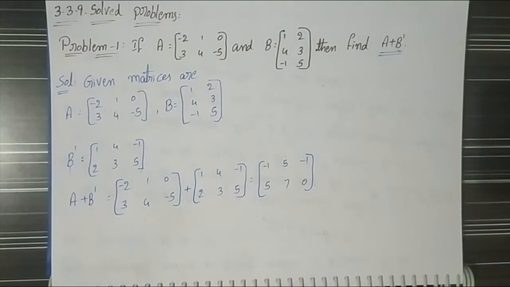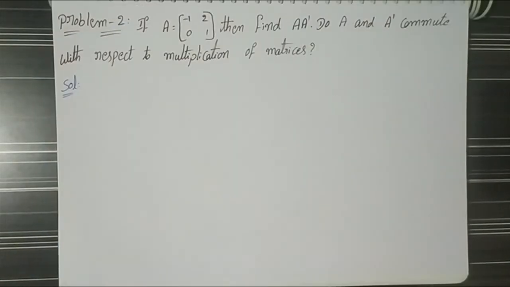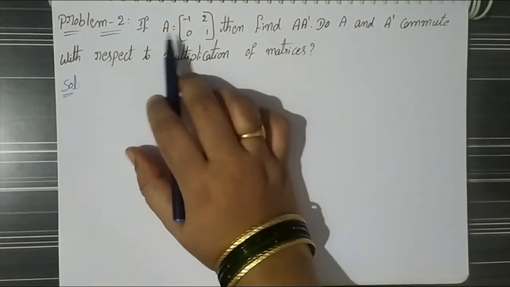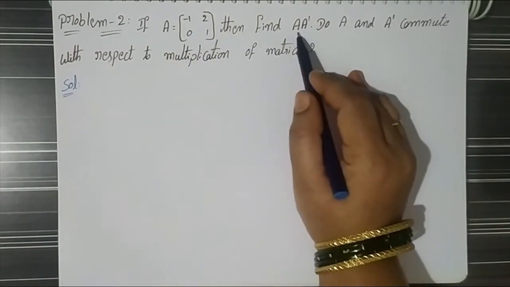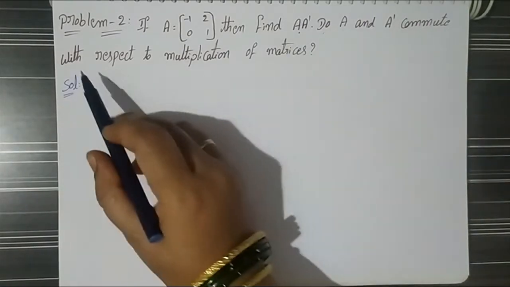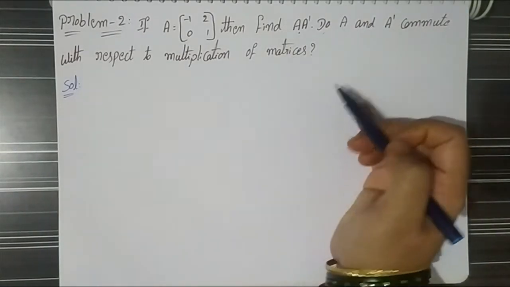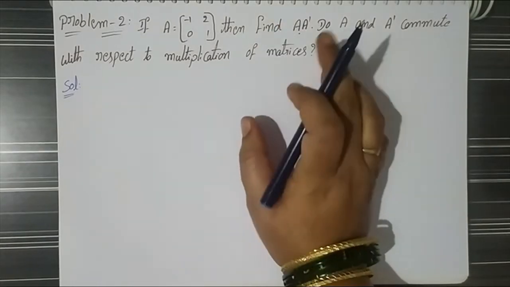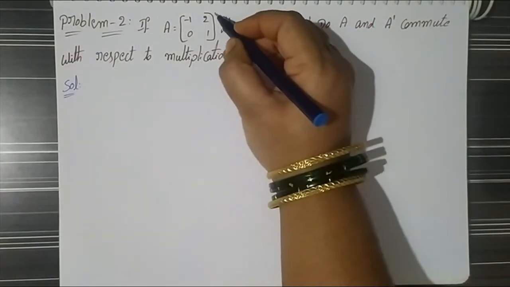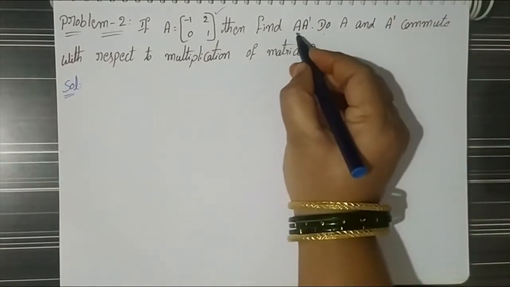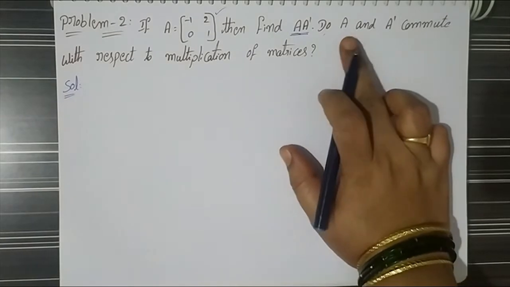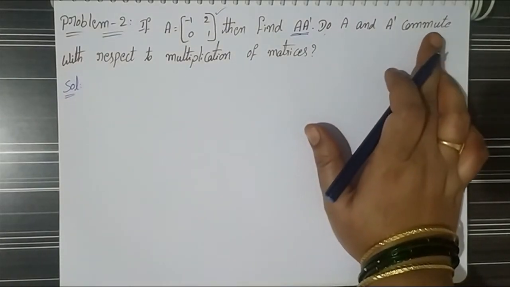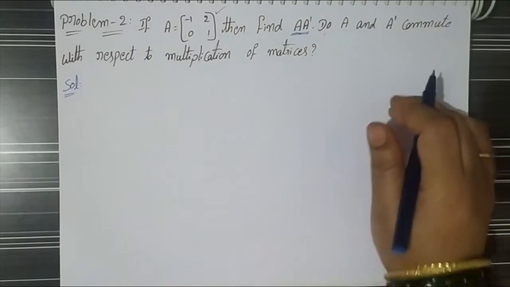Next we will go to the second problem in the same solved problems. The problem is: if A equal to minus 1 2 0 1, then find A dash. Do A and A dash commute with respect to multiplication of matrices? This is our given problem. In this problem, we are given a 2 by 2 matrix and have to find the A dash value, and also answer one question: do A and A dash commute with respect to matrix multiplication?